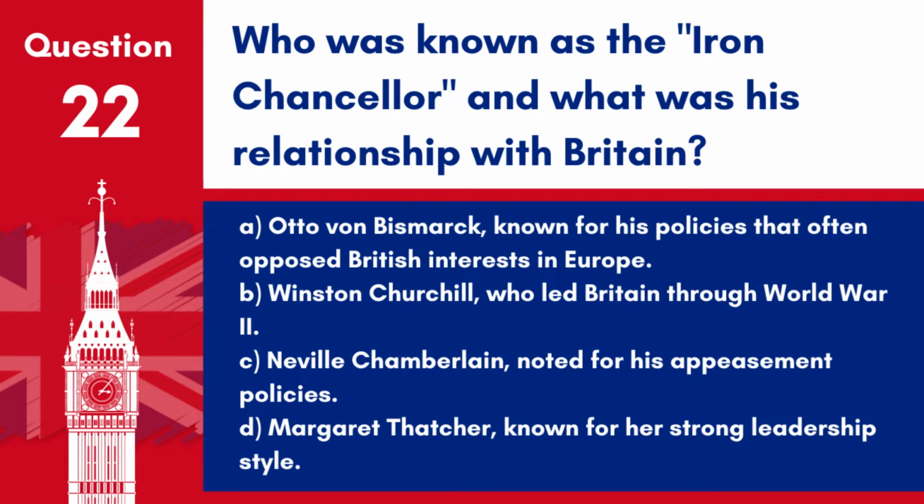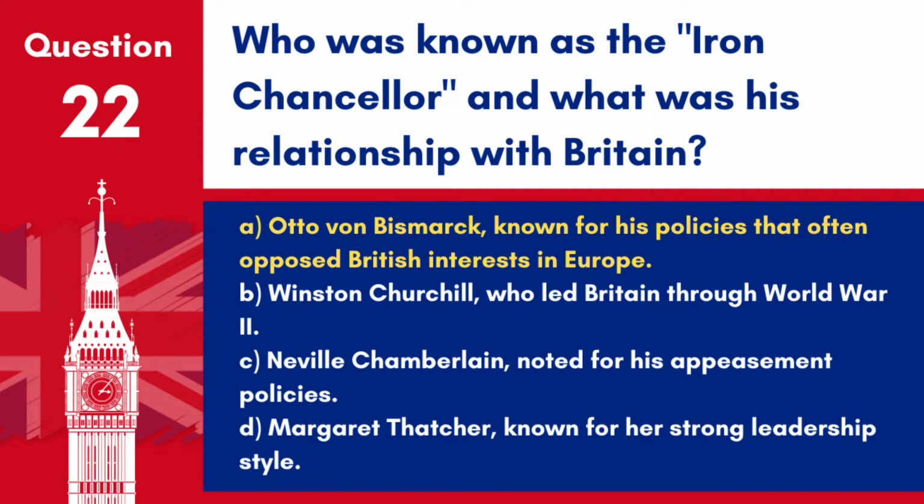Question 22. Who was known as the Iron Chancellor, and what was his relationship with Britain? A. Otto von Bismarck, known for his policies that often opposed British interests in Europe. B. Winston Churchill, who led Britain through World War II. C. Neville Chamberlain, noted for his appeasement policies. D. Margaret Thatcher, known for her strong leadership style.